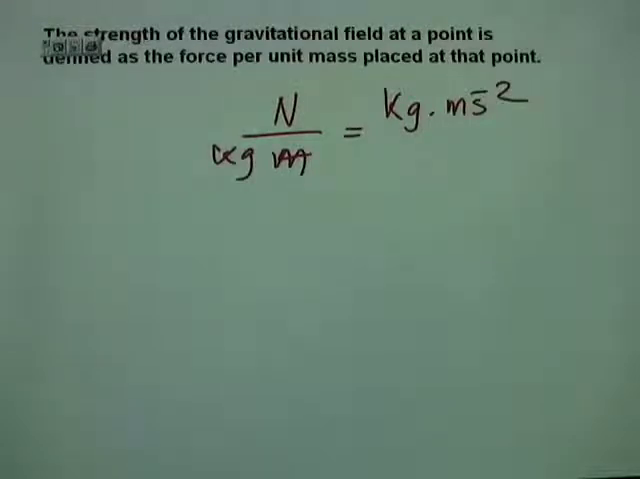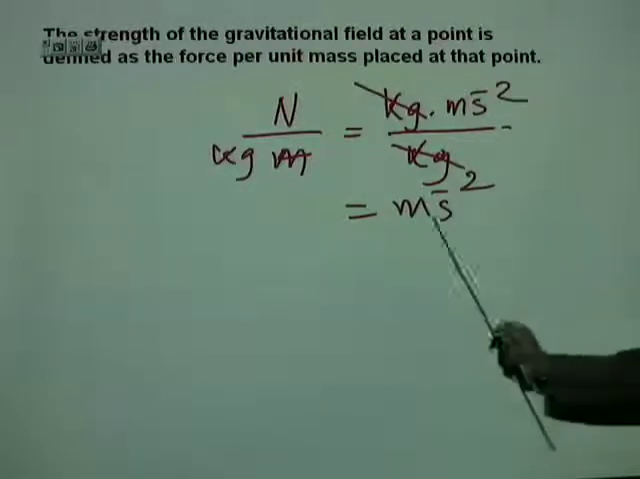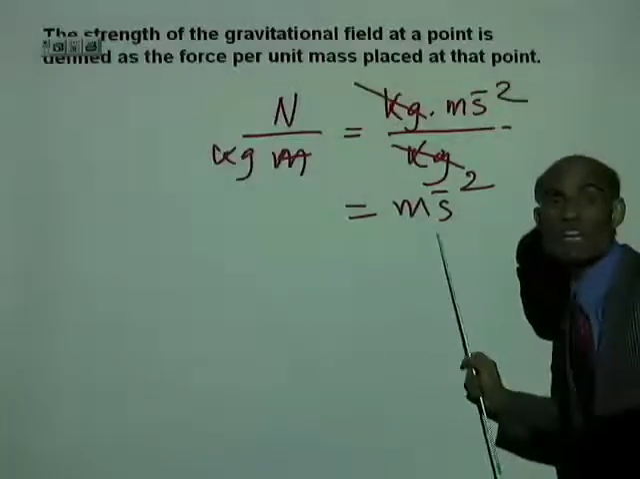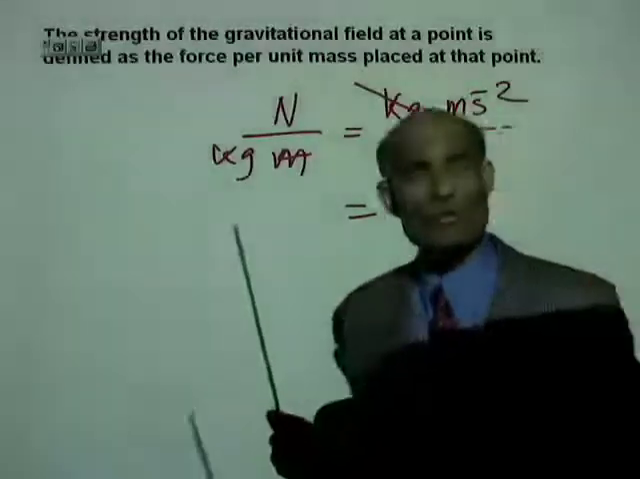And if you remember what a Newton is, kilogram meter per second squared. And if you divide that by kilogram, you notice kilogram and kilogram will cancel. That gives you the unit of the gravitational field as meter per second squared.